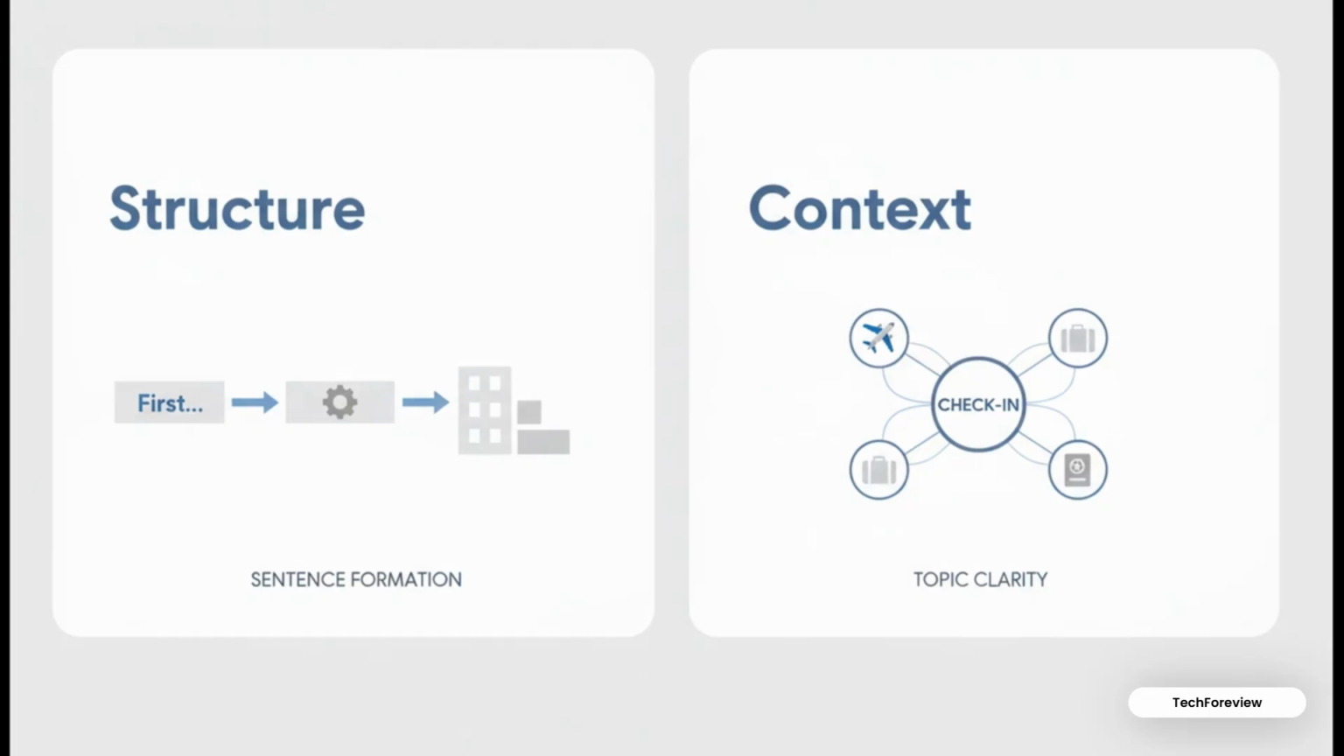Okay, so let's quickly define structure and context. Structure is basically grammar, you know, how sentences are put together. If you start a sentence with, "First we need to," the model knows an action word is probably coming next. Context, on the other hand, is about the topic. So if the model sees the word check-in, it learns to connect it with travel, not necessarily a business meeting.